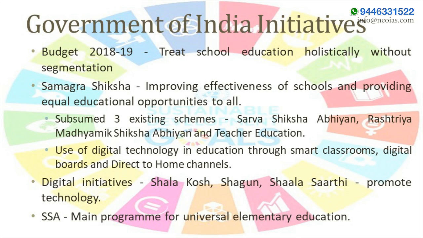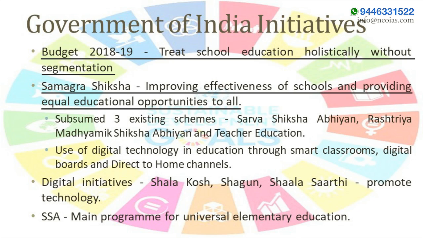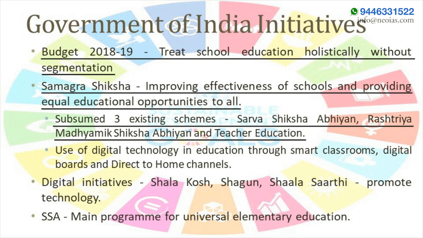So, Union Budget 2018-19 has proposed to treat school education holistically without segmentation from pre-nursery to class 12. To achieve this, a comprehensive program, Samagra Shiksha, has been included with the aim of improving effectiveness of schools and providing equal educational opportunities for all. It has subsumed three previously existing schemes: Sarva Shiksha Abhiyan, Rashtriya Madhyamik Shiksha Abhiyan, and Teacher Education.